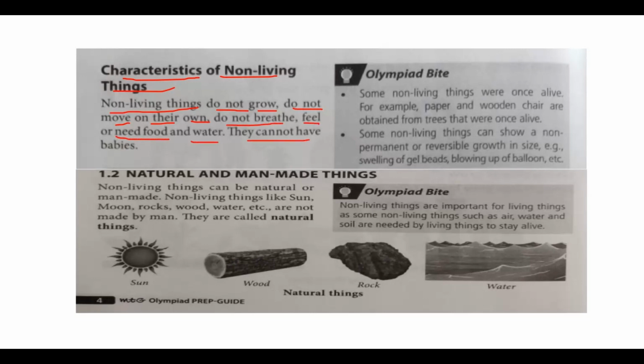They cannot have babies. Now, there are some extra points here, Olympiad Bite. Let's cover them. Some non-living things were once alive. For example, paper and wooden chair are obtained from trees that were once alive. Some non-living things, for example paper and a wooden chair or table, are made from trees, and we know that trees are living things. So once they were alive, and from there we make these things. But paper, wooden chair, and table are non-living things.